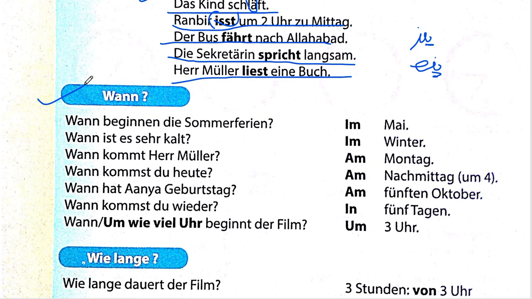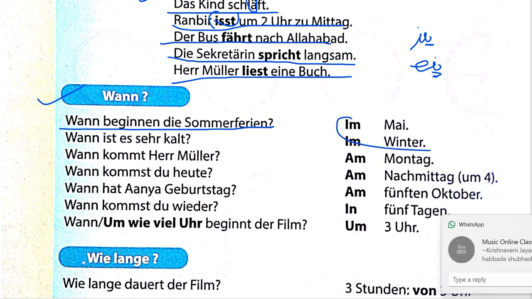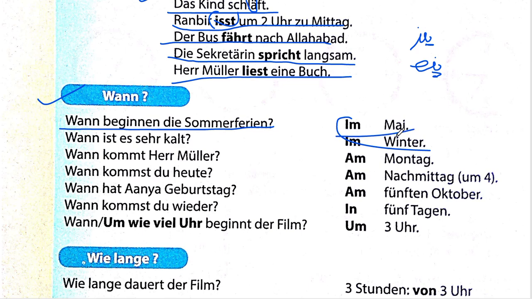Okay, so now we're coming to a little bit of a new topic, but we have already discussed it in 4th class also. We have done months and time in the previous class as well. So, wann is the question that we usually ask. Wann basically means when. For example, wann beginnen die Sommerferien? That means when do the summer vacations begin? So the answer should be im Mai. What does it mean? In May.